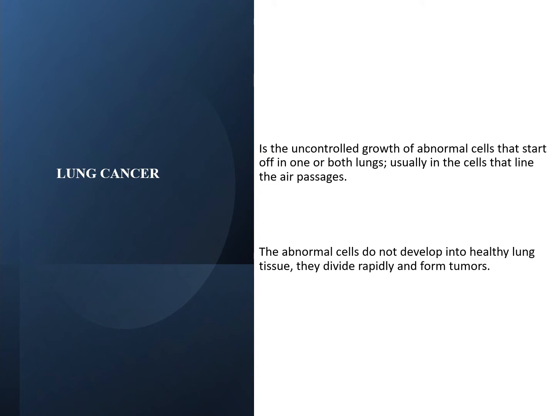So first, just a brief definition of the cancer. As you know, cancer refers to the uncontrolled growth of abnormal cells that start off in one or both lungs, usually in cells that line the air passages. The abnormal cells usually don't develop into healthy lung tissue. However, they divide rapidly to form a tumor or cancer.